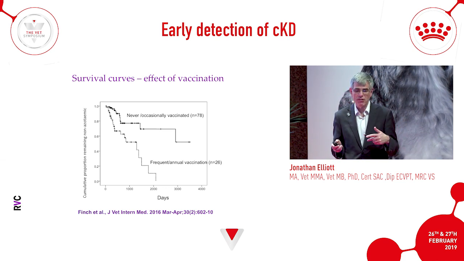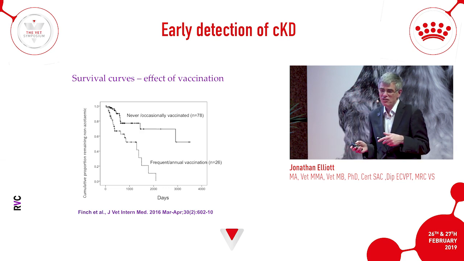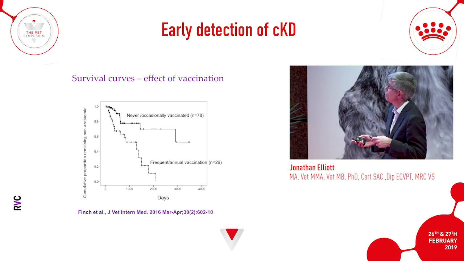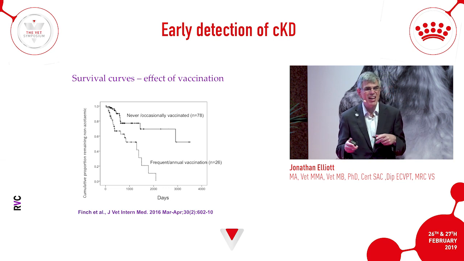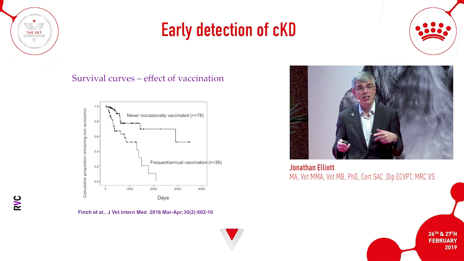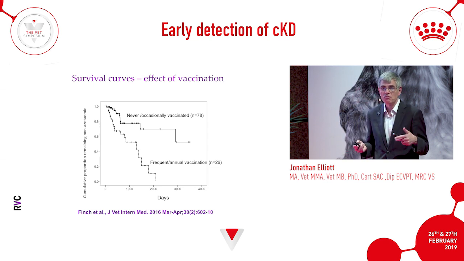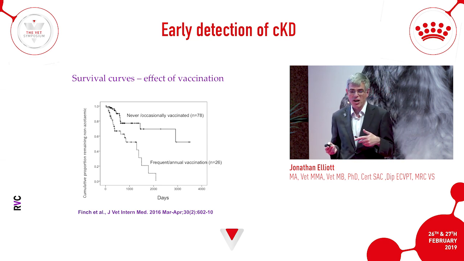and that will depend on how frequently we're screening those cats in the follow-up period. So here is the vaccination studies. Those cats that were frequently vaccinated, we had 26 of those, and we had 78 that were only occasionally vaccinated. And that is a quite unusual population because we were recruiting from the charity clinics. And you should take that into account when you're looking at these data and translating them to your clinical practice.